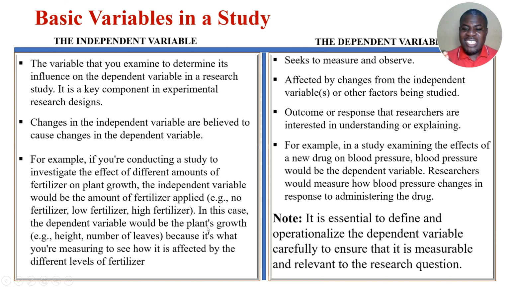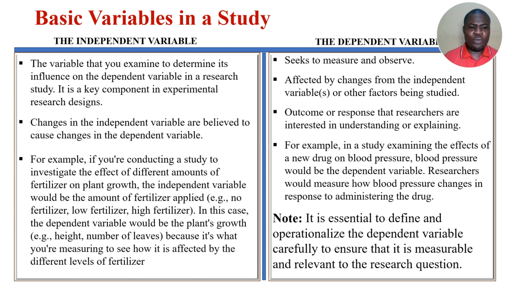Note, it is essential to define and operationalize the dependent variable carefully to ensure that it is measurable and relevant to the research question. Let us look at the independent variable. The independent variable is the variable that you examine to determine its influence on the dependent variable in a research study. It is a key component in an experimental research study.